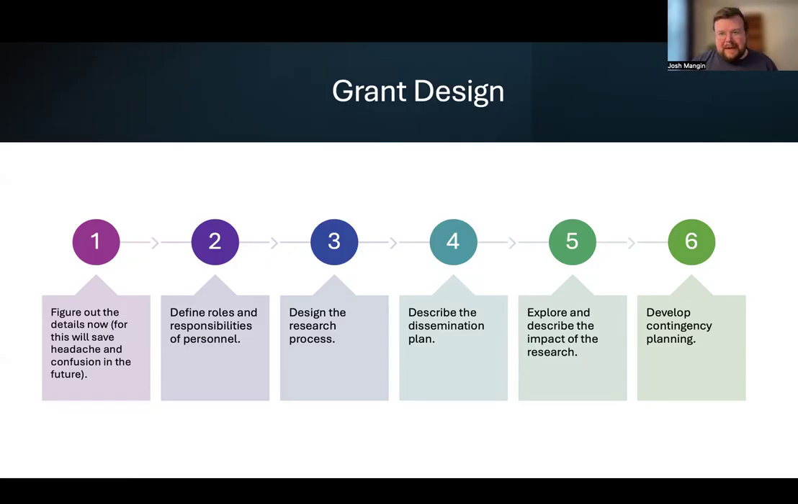So when we talk about grant design, especially for research grants, it's almost synonymous to talk about research design. So I really stress figure out the details now. Okay. When you're designing something, really think about it. And don't say, to be determined, or whatever, we'll figure it out once we get the money. No, no, no. You want to figure it out now. That's going to save so much headache in the future.